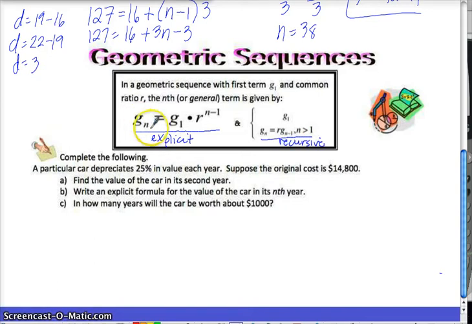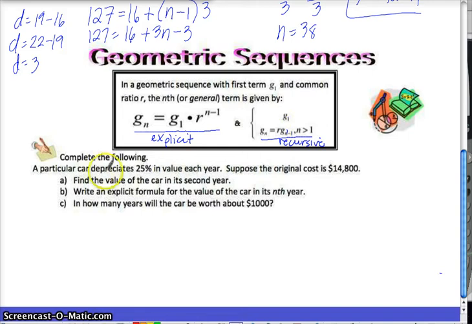So we still have g sub n, which is the nth term in a geometric sequence. We have g sub 1, which is the first term in a geometric sequence. We have r, which is the common ratio, as I talked about before. And then we have n, which tells us which term it is in the sequence. So again, over here, you have to take the term before the one you're trying to find, and you need to know the common ratio.